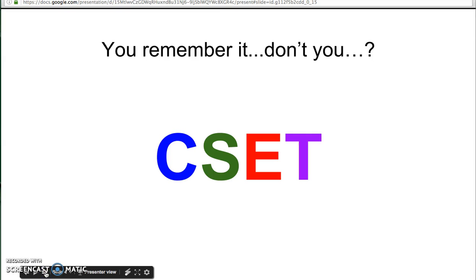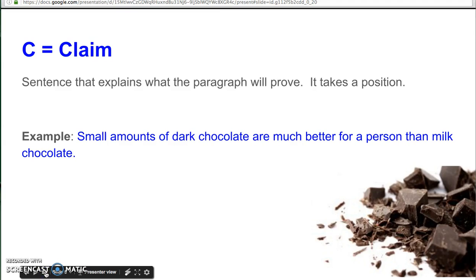You remember this acronym, don't you? CSET? Well, Mrs. Zerbato and I felt it would be a good idea to review it one more time, just to make sure each section of this kind of writing is super clear. A CSET, as you remember, starts with a claim. A claim is basically a position that you're taking, and it's going to explain what the paragraph is going to prove. So let's do that with an example.